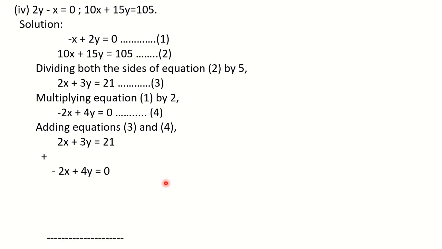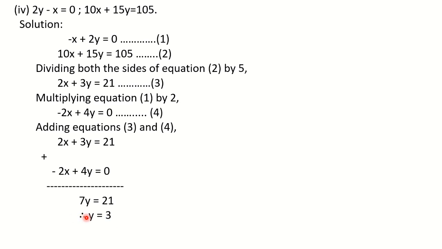Then we have to add. See, plus 2x and minus 2x will cancel. Answer is 0. 3 plus 4 we are going to get 7y, and here 21 plus 0 we are going to get 21. So what are we going to get? 7y is equal to 21, and from that we get y is equal to 3. So in this way x is eliminated and we got the value of variable y.